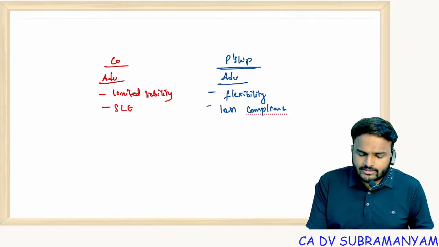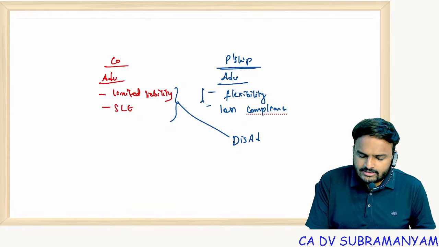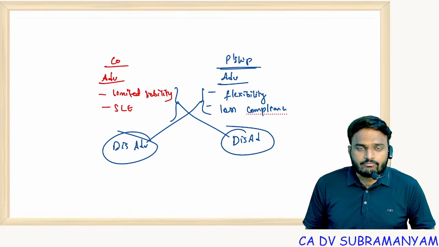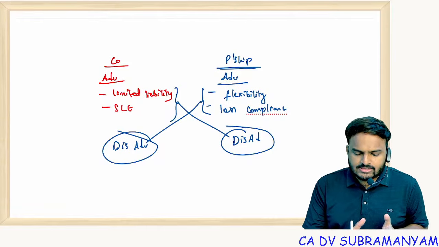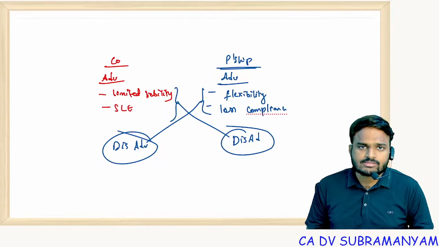And if you observe carefully, these two are disadvantages in the partnership firm. Again, these two are disadvantages in the company. Getting my point? Everyone. So company disadvantages are nothing but advantages of the partnership. Partnership disadvantages are nothing but advantages of the company.